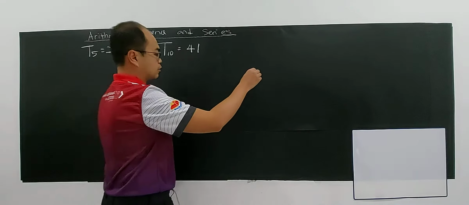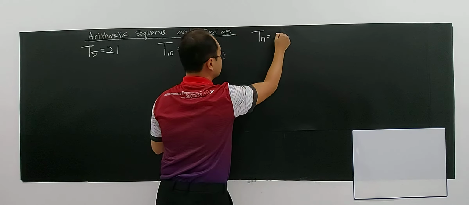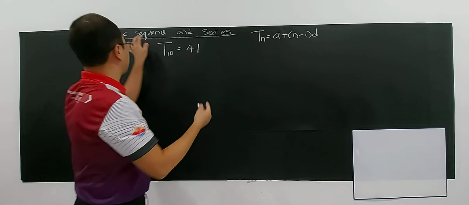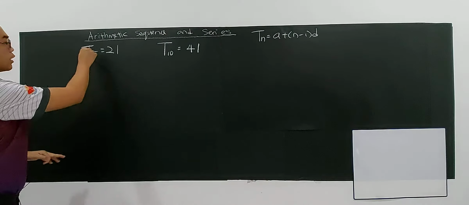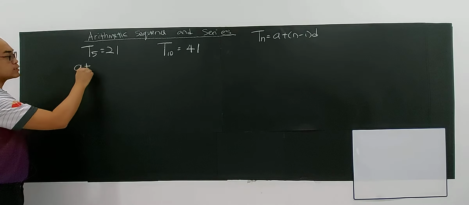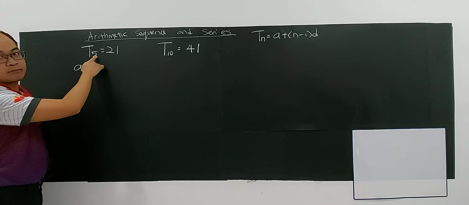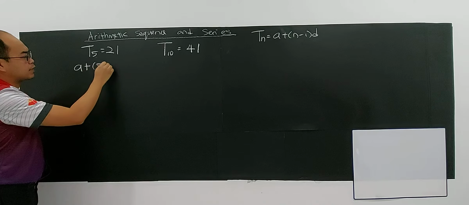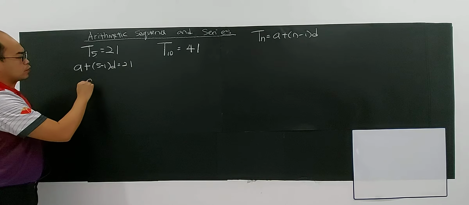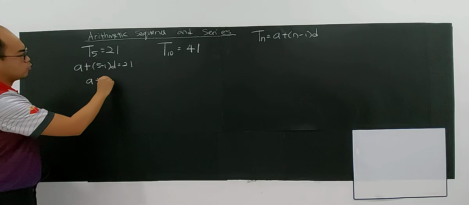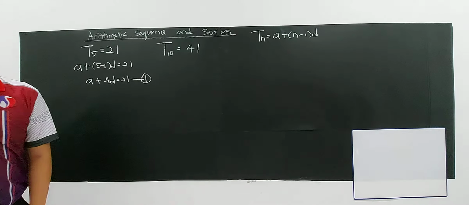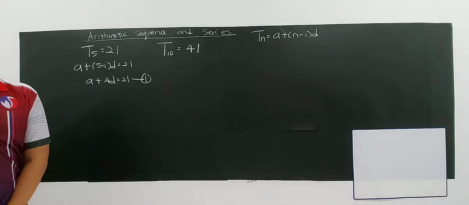You know that the formula for the nth term is Tn = a + (n - 1)d. This is the nth term for an arithmetic sequence. I'm going to apply that formula to T5, where a is the first term and n refers to 5. So you have a + (5 - 1)d = 21, so a + 4d = 21, which is the first equation.